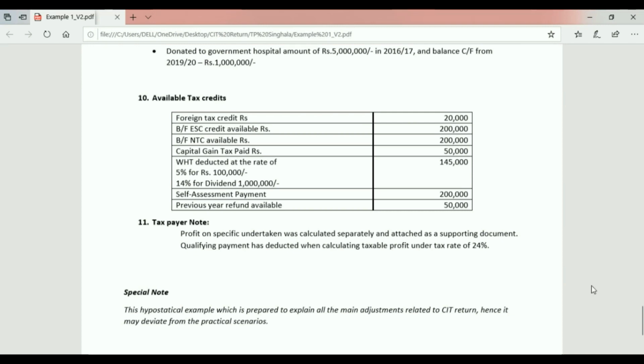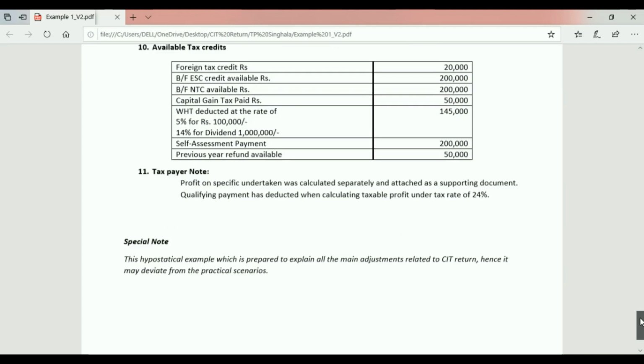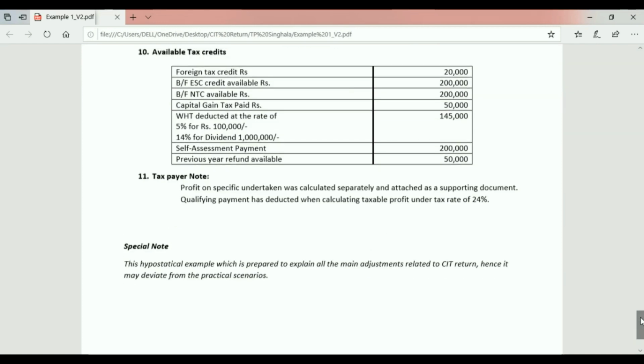And under item number 11, we just include the taxpayer note. If the taxpayer has a specific note, then it is possible to enter this note in the return calculations. For that purpose, we already included the note as well, right? Then there's a special note which we included.